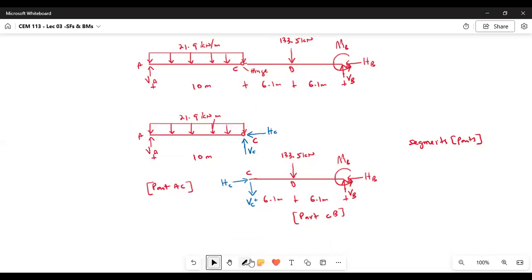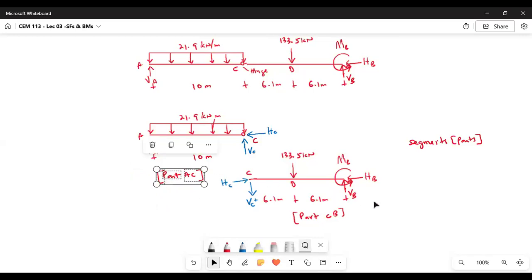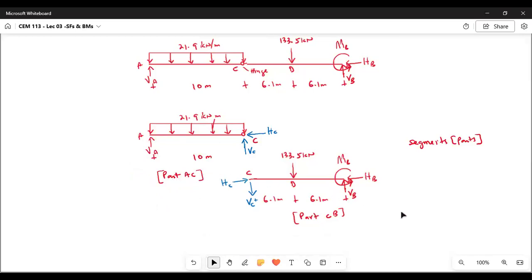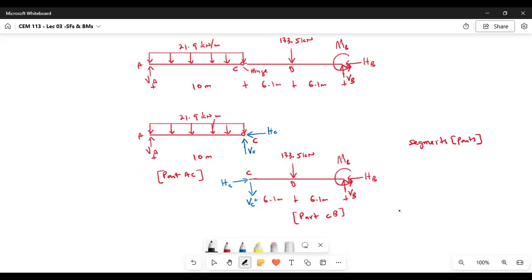Okay, so I'll just drop this one to a little high. All right, so that's all. So you have done the free body diagram. This is the free body diagram.